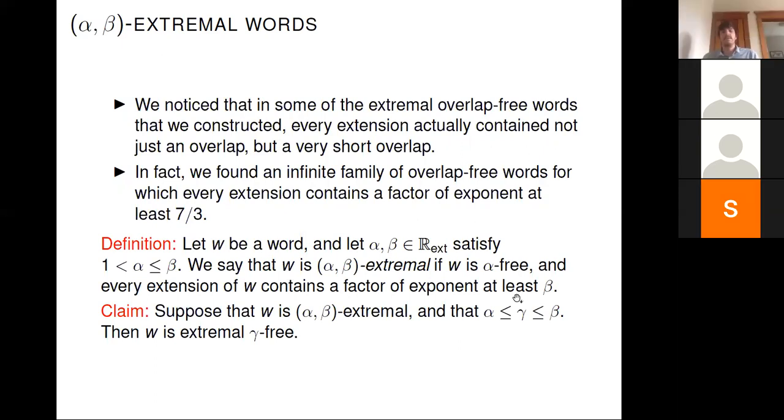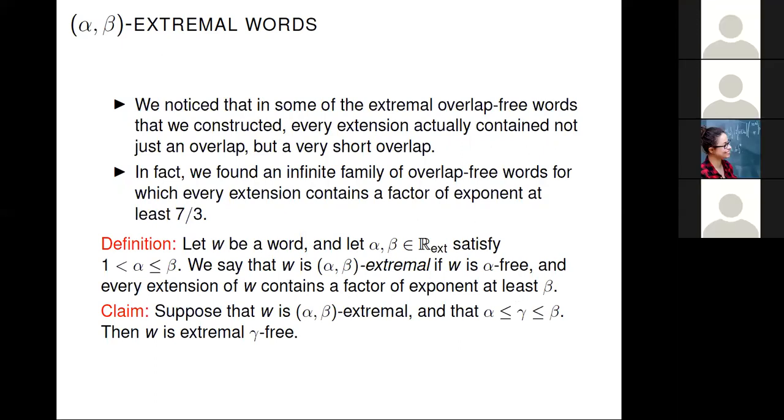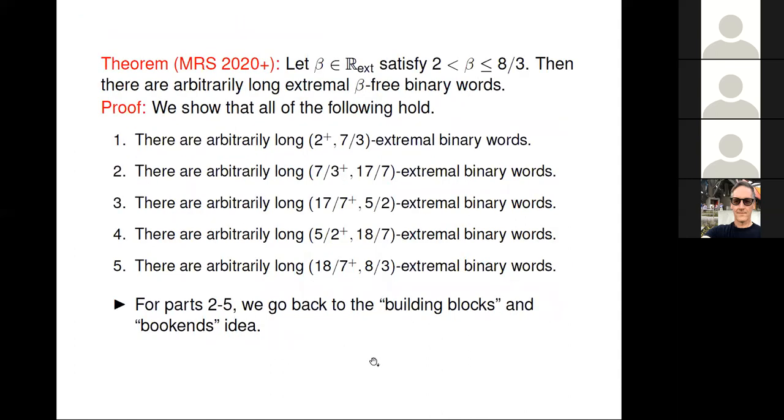So it's even stronger than alpha free, right? Because it's alpha free, but when you try to extend it, you get a factor of exponent even bigger than alpha. You get a factor of exponent at least beta. And this is a useful idea because if W is alpha beta extremal and gamma is between alpha and beta, then W has got to be extremal gamma free for every one of those gammas. This is the way that we proved the following theorem.